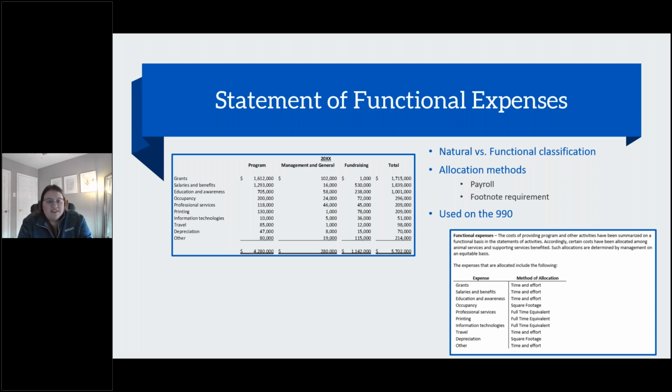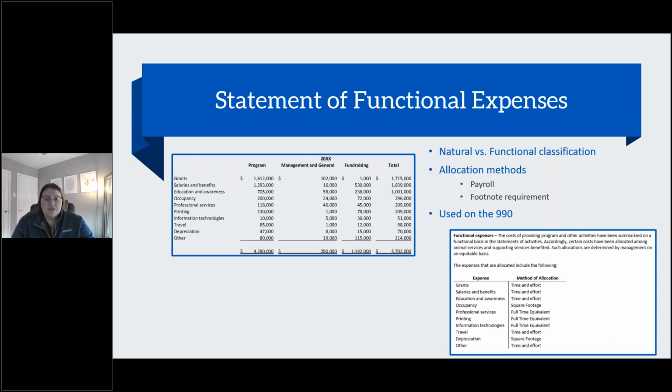So our functional classifications are the three buckets that I previously mentioned, which is your program, your management in general, and your fundraising. Whereas the natural classifications are the various expenses that you and I would think of. So that would be the salaries, the rent or occupancy costs, your travel expenses, the normal buckets that I would say that we would think of.